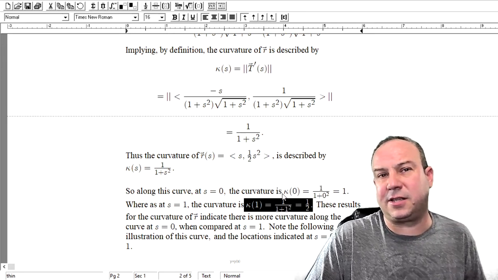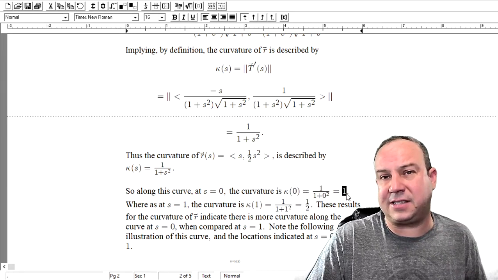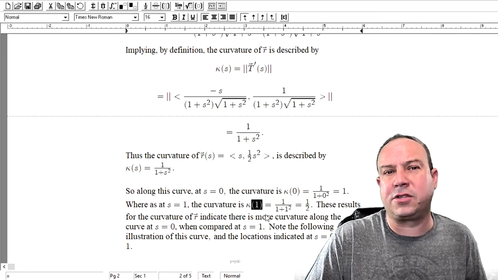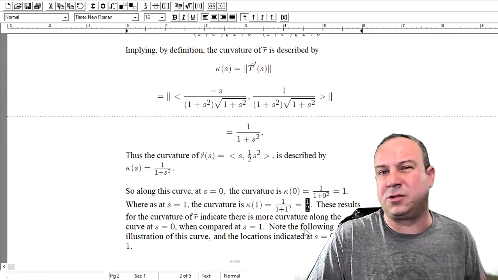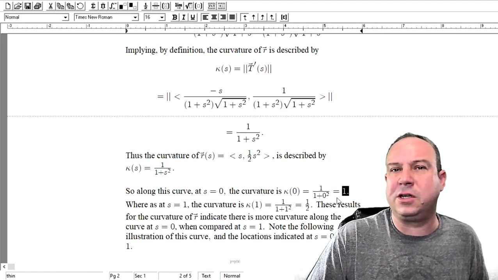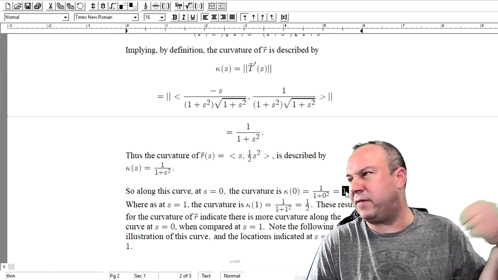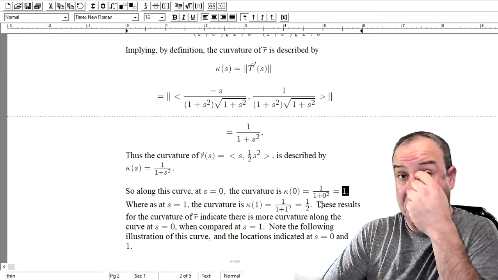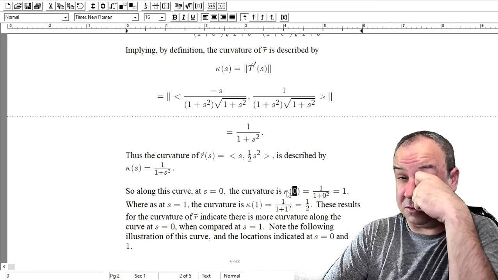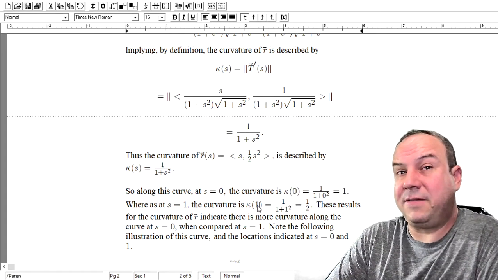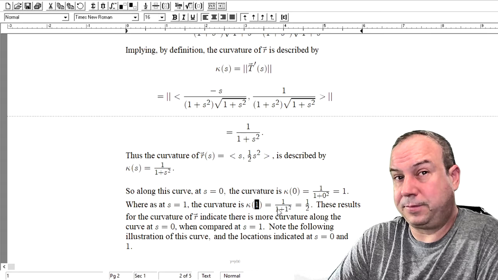So what does that tell us? The curvature along this curve at s equal to 0 is 1. The curvature along this curve at s equal to 1 is 1/2. Meaning that there is more curvature on this curve at the value of s equal to 0 than there is at the value of s equal to 1.